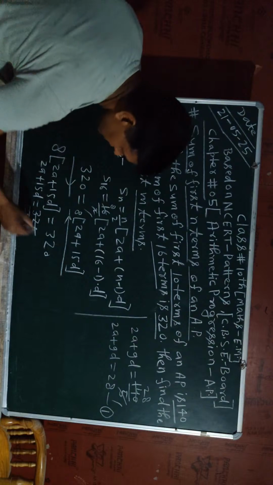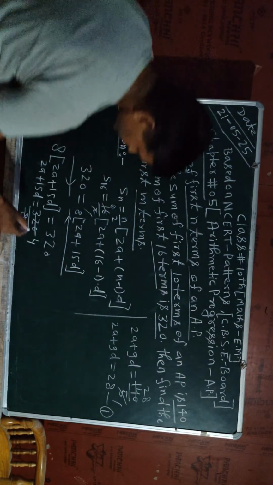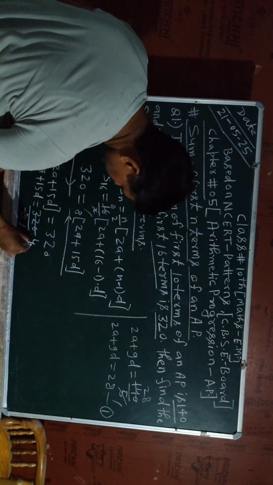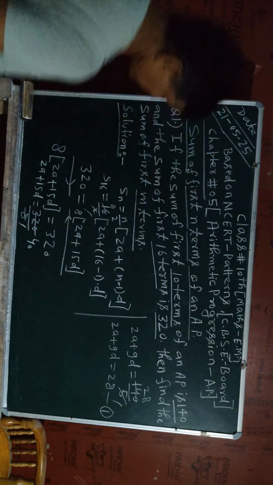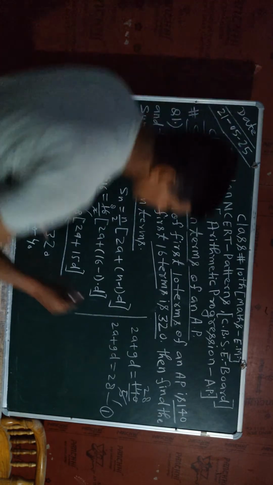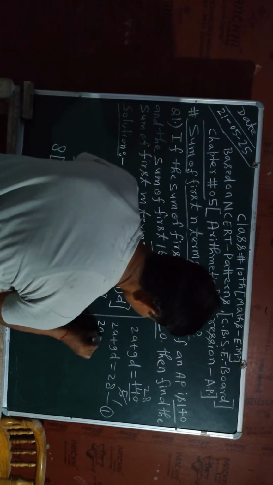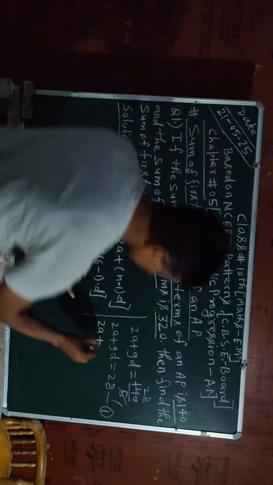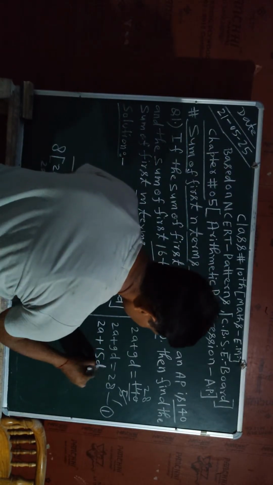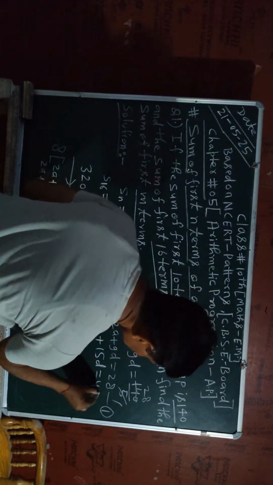So 8 times 4 is 32, and this will be 40. So here I will write 2a plus 15d which is equal to 40, and I will say this is equation number 2.